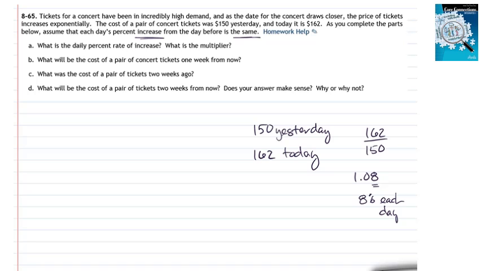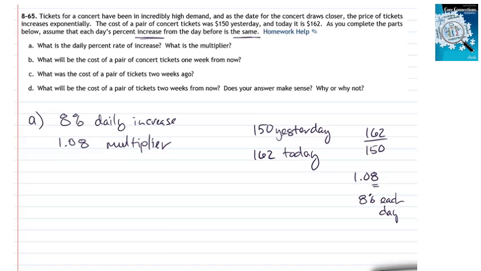What is the multiplier? Okay, so A, the daily percent increase is 8% daily increase. And the multiplier is 1.08. Yeah, multiplying by 1.08 each time.